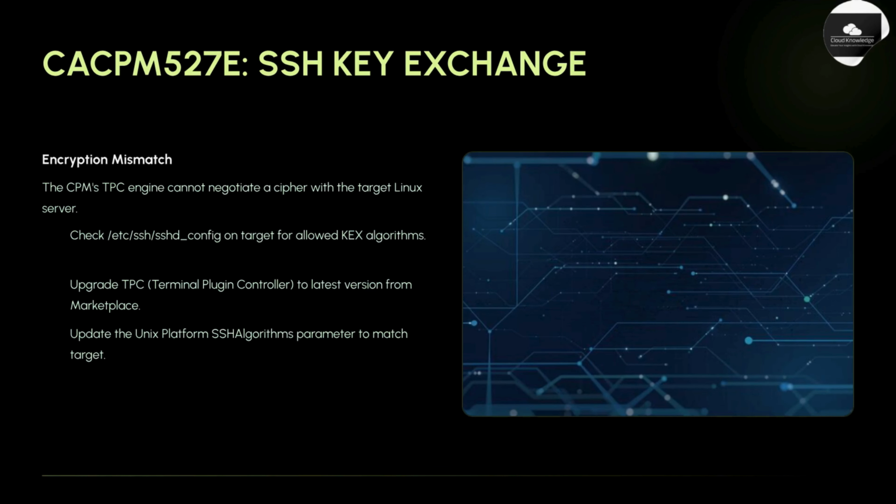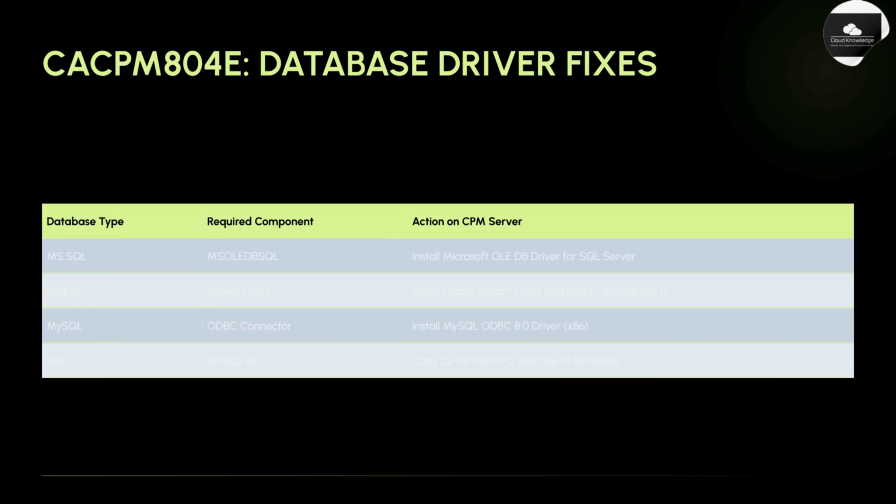CACPM 527E is an SSH key exchange or encryption mismatch. Verify allowed key exchange algorithms in the target's sshd_config and ensure the Unix platform SSH algorithms parameter matches the target configuration. CACPM 804E addresses issues related to database driver fixes. If you encounter this error, verify the correct database drivers are installed and configured correctly on the CPM server.